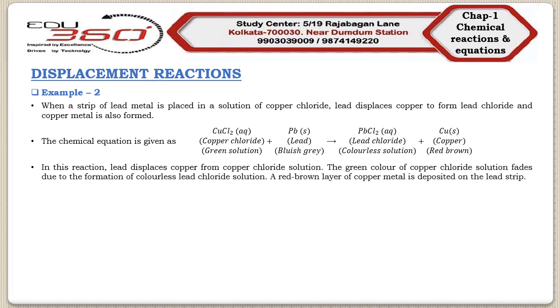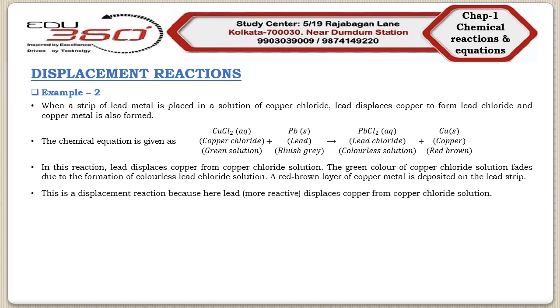Physically, you will find that the green color of copper chloride solution is fading out due to the formation of colorless lead chloride solution. Now, there will also be the formation of copper which will be deposited on the lead strip in the form of a red brown layer. So, from this example, we can say that lead, which is more reactive, is displacing copper from its copper chloride solution. So this is another example of a displacement reaction.